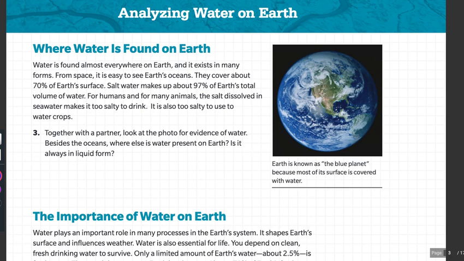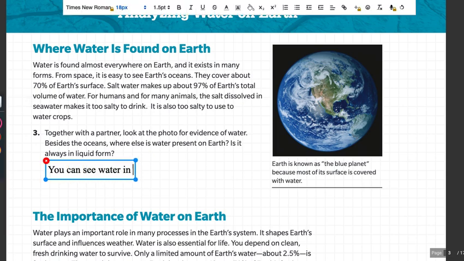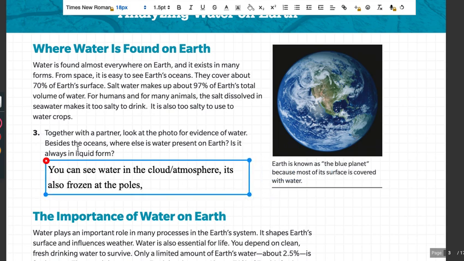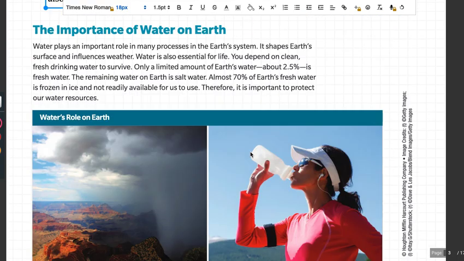So no, even in this picture, you can see water in the clouds or the atmosphere. So that's in a gas type of form. It's also frozen at the poles or in mountains. So it's not just always in liquid form. It could be in gas form, in the air, in the atmosphere. It could also be frozen as a solid.